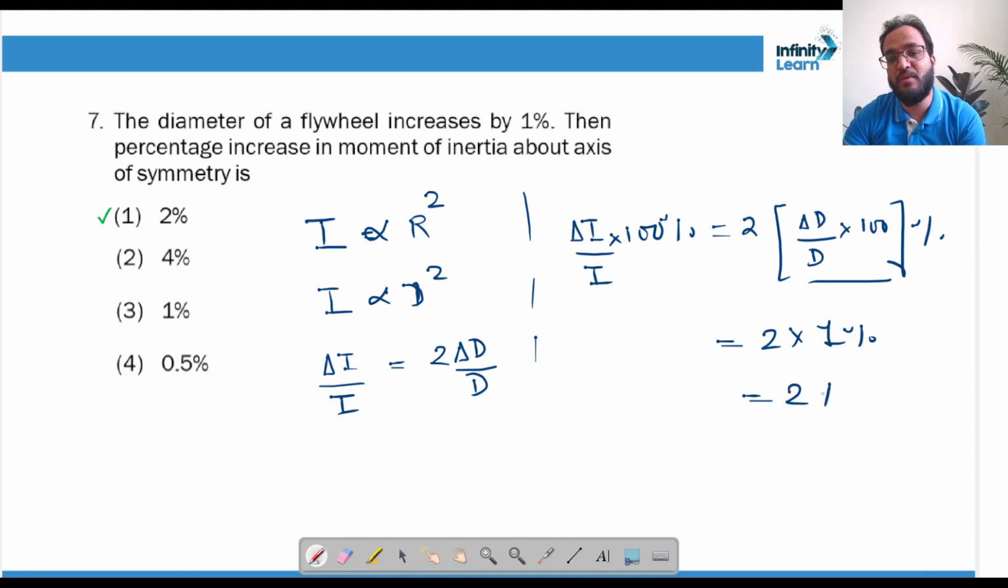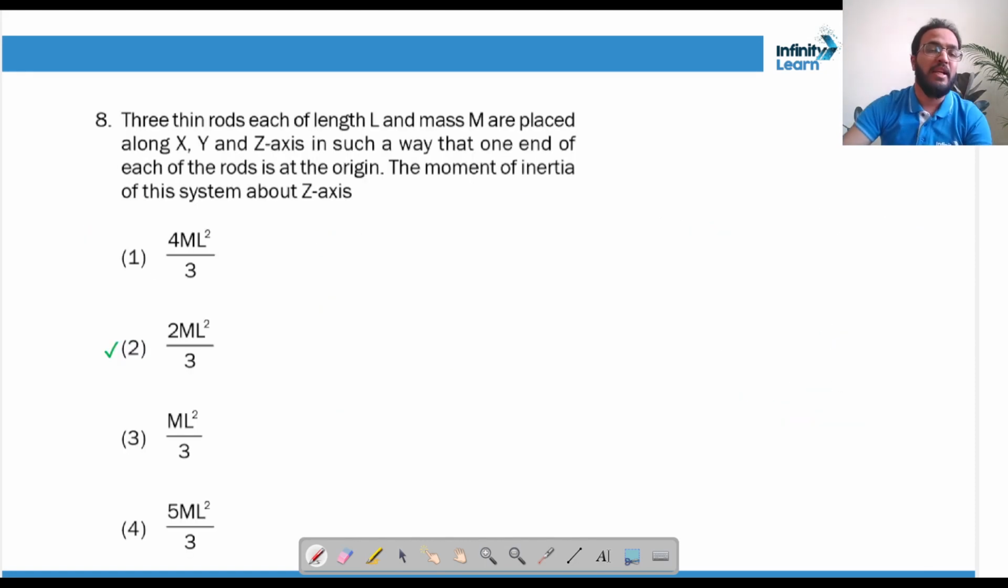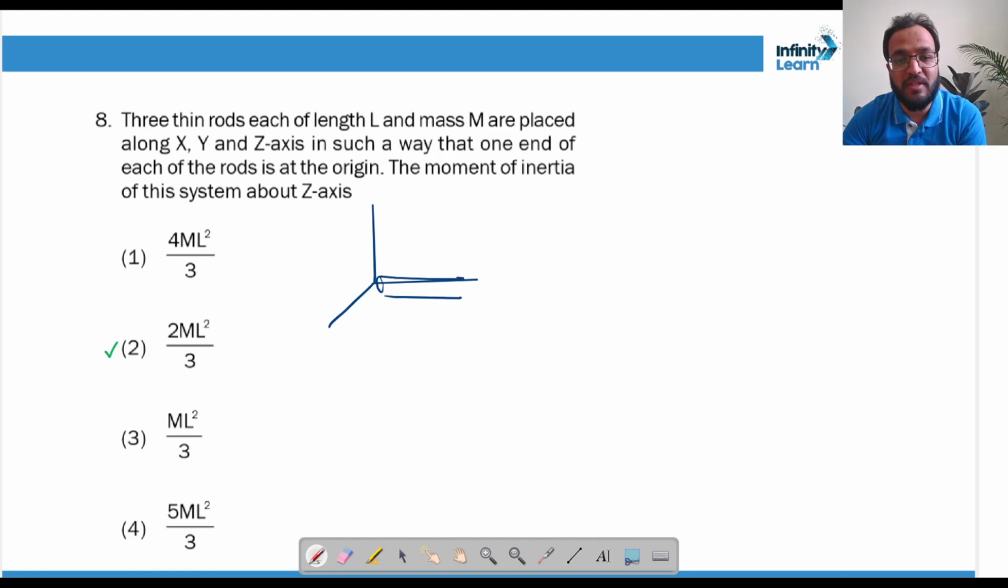So what is the answer? 2 percentages. Got it? Okay, now 8th one. 3 thin rods each of length L, mass M are placed along x, y and z axis. Okay. So one of the rod is this, another rod is this, and another rod is this. The 3 rods. Okay. So moment of inertia about z axis.